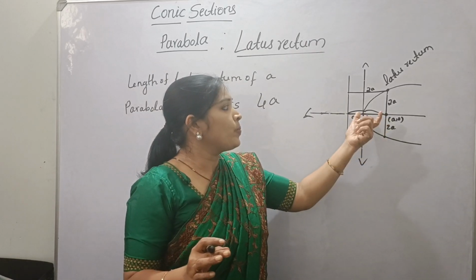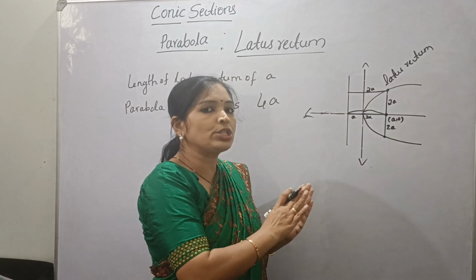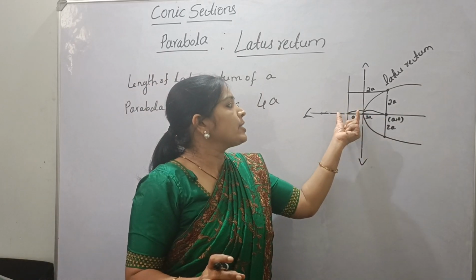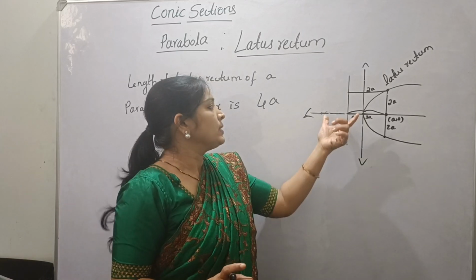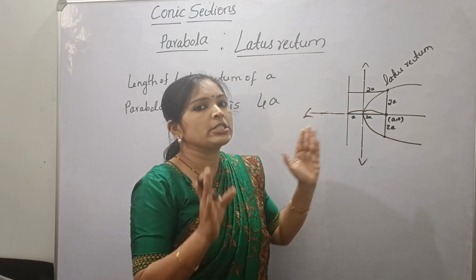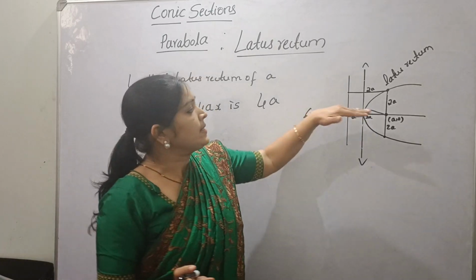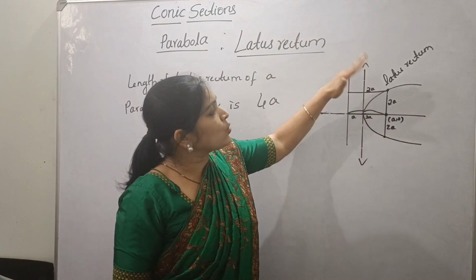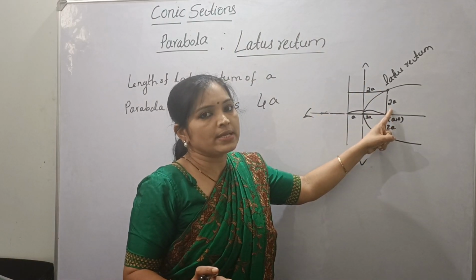Since it is (a, 0), the distance from the origin to the focus point is a. If it is a, the distance to the directrix is also a. Therefore, the distance from the directrix to the focus point is a plus a, that is 2a. Since it is 2a, this distance is 2a.